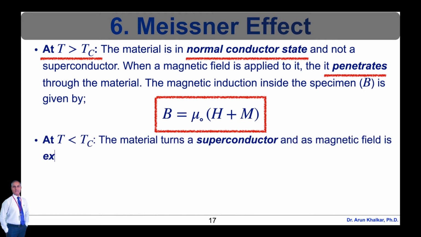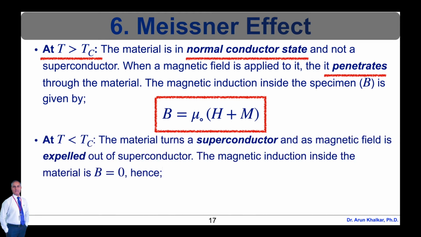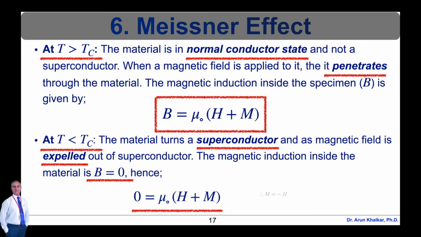Now let's see the second condition. At T less than Tc, that is, temperature less than critical temperature, the material turns into a superconductor, and as the magnetic field is expelled out of the superconductor, the magnetic induction inside the material will be B = 0. Therefore, the above equation can be written as 0 = μ0 (H + M). By simply rearranging this equation, we can write M = -H. That is, the magnetization produced in the sample is equal to the negative value of the external magnetic field.